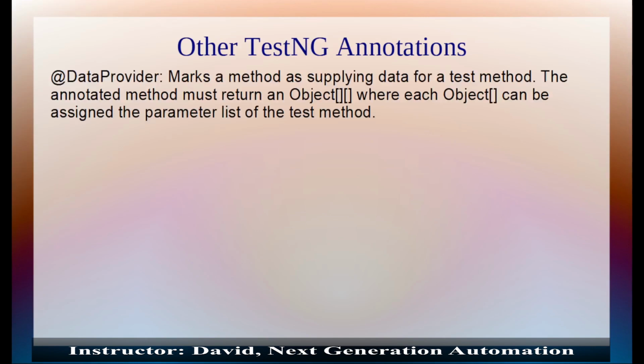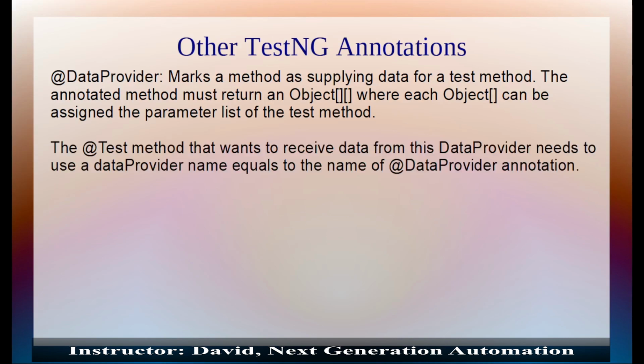@DataProvider TestNG annotation marks a method as supplying data for a test method. The annotated method must return a two-dimensional object array where each object array can be assigned the parameter list of the test method. The @Test method that wants to receive data from this data provider needs to use a dataProvider name equal to the name of the @DataProvider annotation.